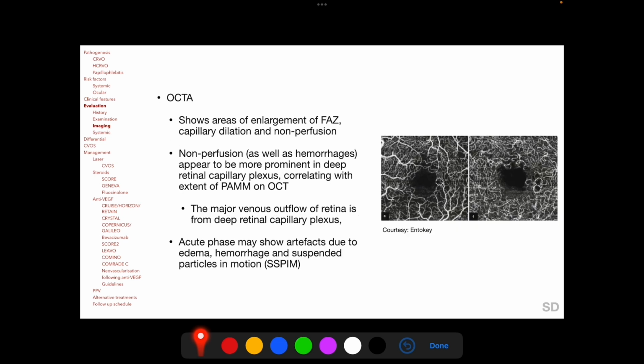In eyes with CRVO, OCTA may show areas of enlargement of foveal avascular zone, capillary dilatation, and non-perfusion. And non-perfusion on OCTA appears to be more prominent in the deep retinal capillary plexus, correlating with the extent of paracentral acute middle maculopathy on OCT. This is said to be because the major venous outflow of the retina is from the deep retinal capillary plexus. In the acute phase of CRVO, artifacts may appear on OCTA due to edema, hemorrhage, and suspended particles in motion, which occurs within cystoid spaces in the retina.